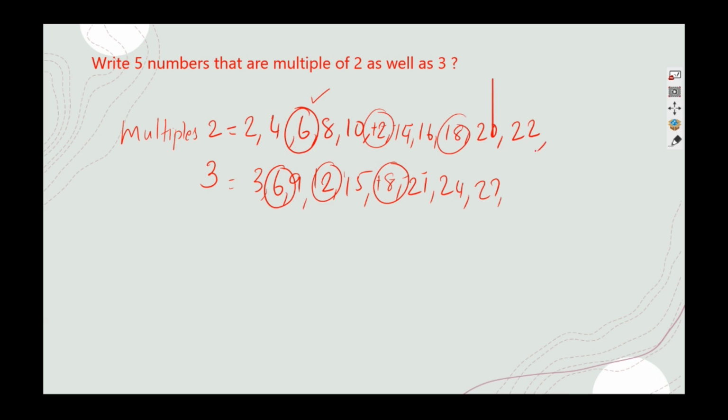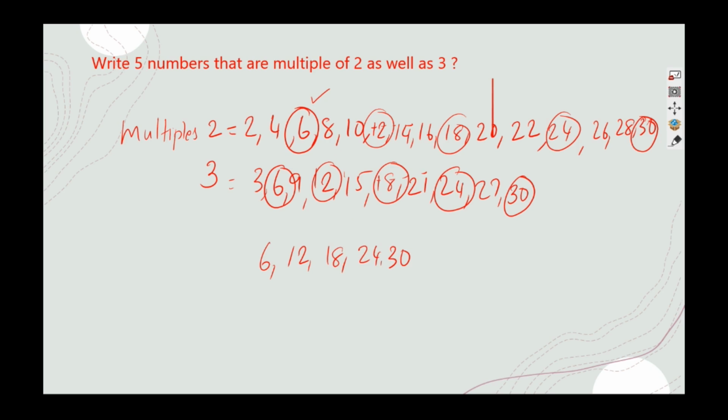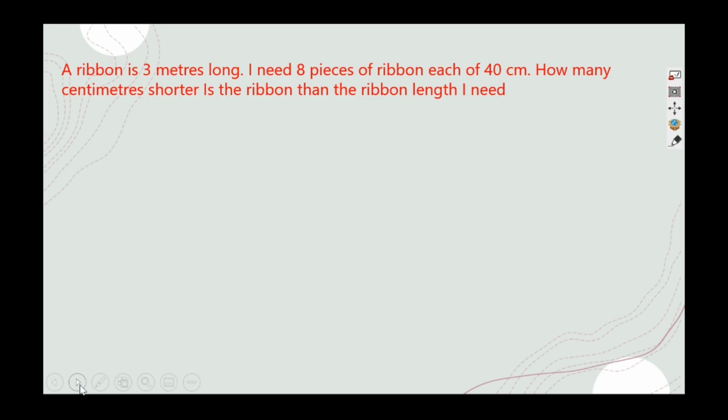We don't have anything common here. We write more. 24. We got 4 common. 1 more we require. 26, 28, 30. Here the next number is 30. So we got the numbers 6, 12, understood, 18, 24, 30 as numbers which are multiples of both 2 as well as 3. Understood? So this kind of question can come to you. Sometime little more complicated or little different you can get. A ribbon is 3 meters long.